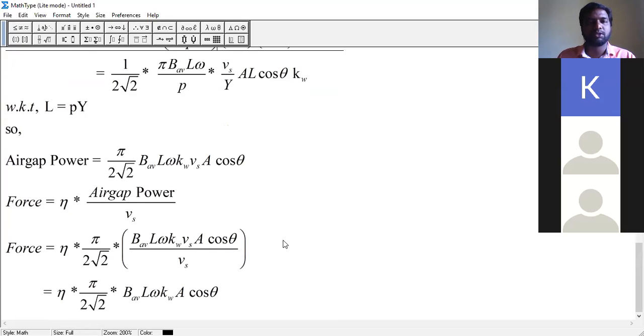After substituting, we obtain this one. Force is equal to efficiency into pi divided by 2 into root 2 into B average into L into omega into kW into A, that is ampere, and then cos theta. Right? The unit of this thrust force is Newton. So that's all about your torque, that is the thrust force equation.